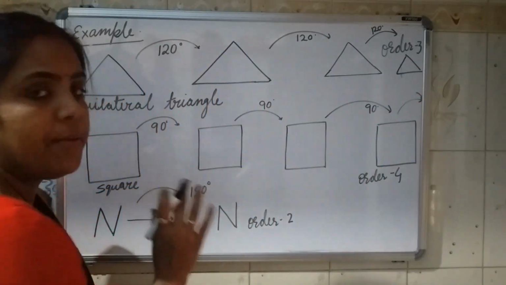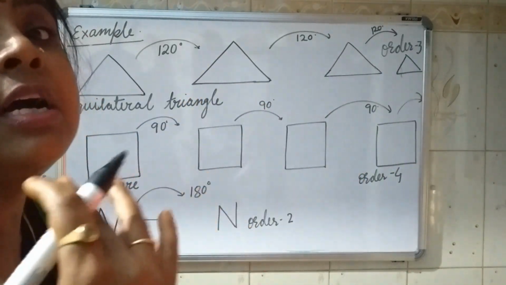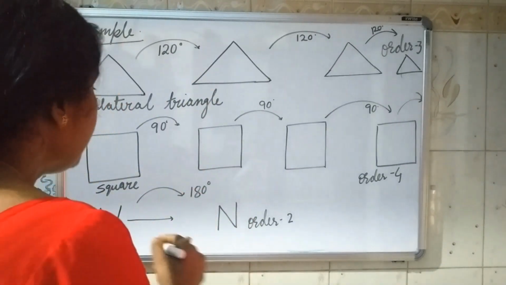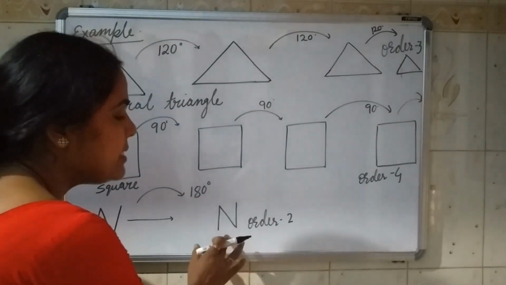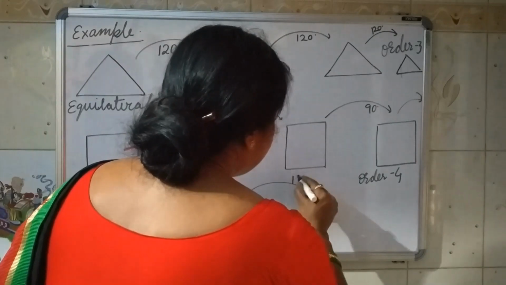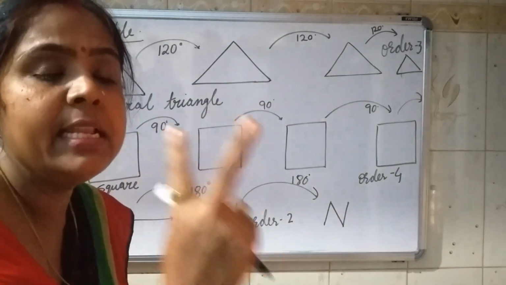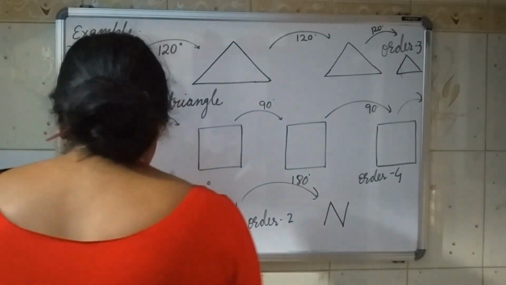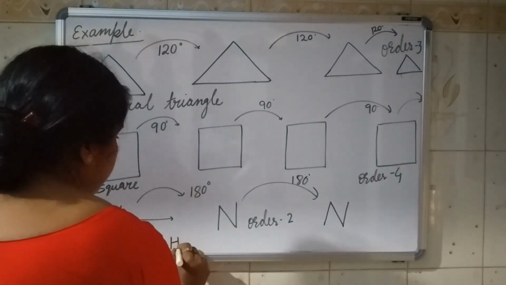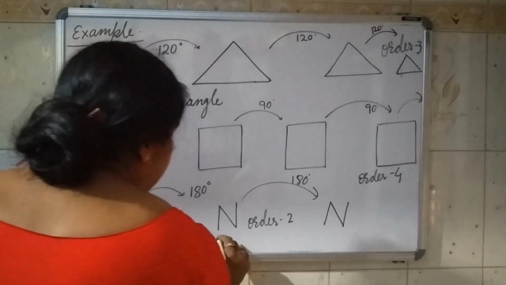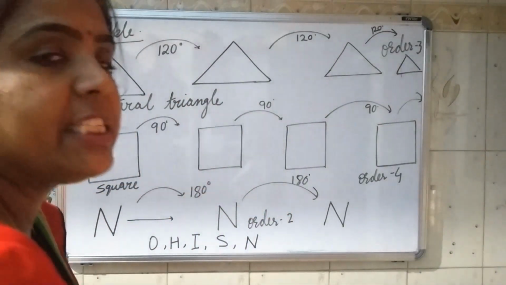Now next is the alphabet. If you take the alphabets I, O, N, S, these alphabets have rotational symmetry. H also. Okay, so when we take these alphabets and rotate exactly by 180 degrees, we get the same thing. Again we rotate it by 180 degrees, we get the same thing. So 2 times it comes into its own position, so it has order 2. So which alphabets have rotational symmetry? The alphabets O, H, I, S and N have rotational symmetry.